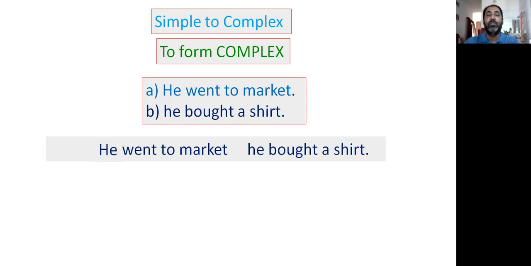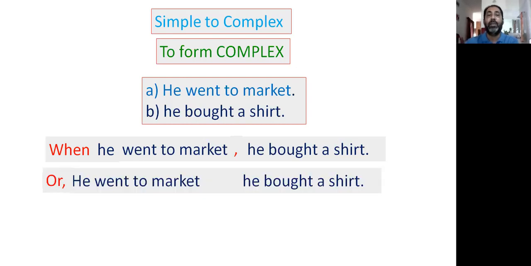So learners, look here. You will see when and comma. When I went to market, I bought a shirt. When he went to market, he bought a shirt. I have joined A and B in a complex sentence. How is it a complex sentence? As I have put when, I have joined when with a clause, with the first action.